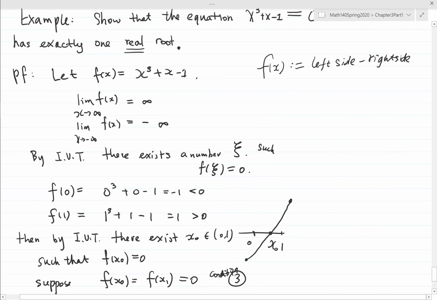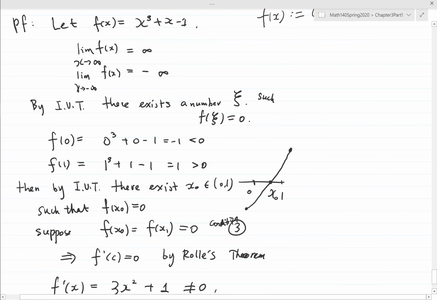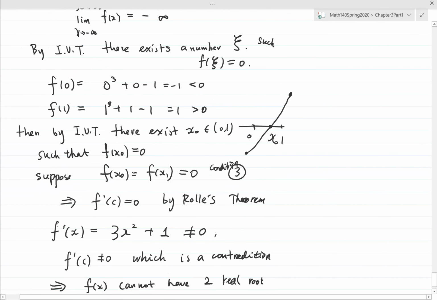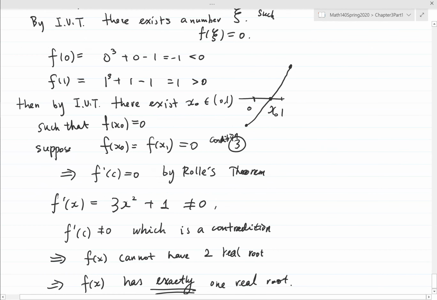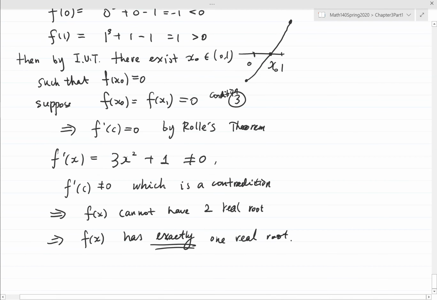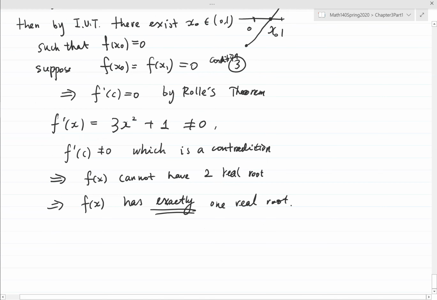So this kind of problem is routine. First step, construct the function f(x) as the left side subtract the right side of the given equation. Then show that there exists a root by picking two numbers such that the values at the two numbers have different signs, i.e. one is positive, the other is negative. Then you can conclude that there exists a root by continuity. The next step assumes that there are two roots. Then conclude by Rolle's theorem that there's a contradiction.